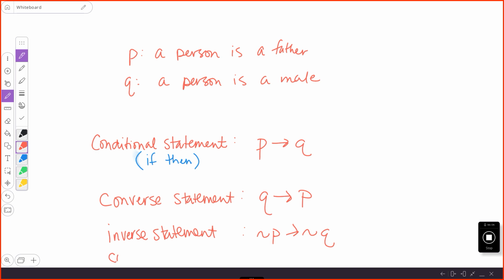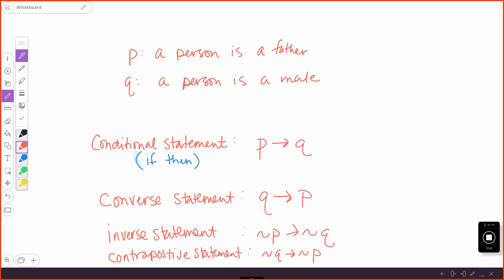And then the last one of these that we have, it really isn't the last one, but it's kind of the last one that goes in this little set, because we also have biconditionals and stuff like that. But in this last little set, we have the contrapositive, and that's where you flip and negate. So that would be negate Q implies negate P, and you would read that, if a person is not a male, then a person is not a father.